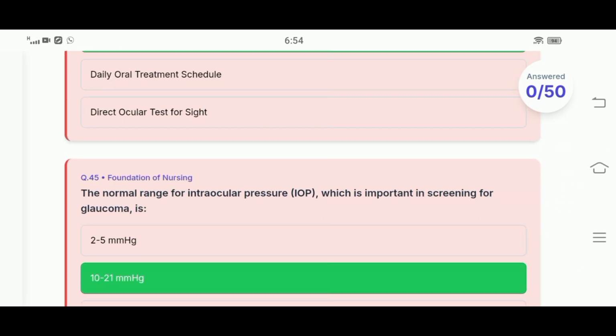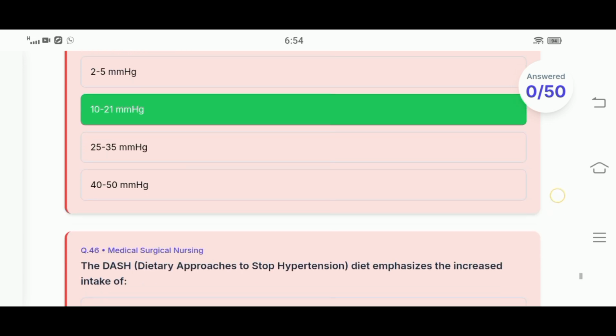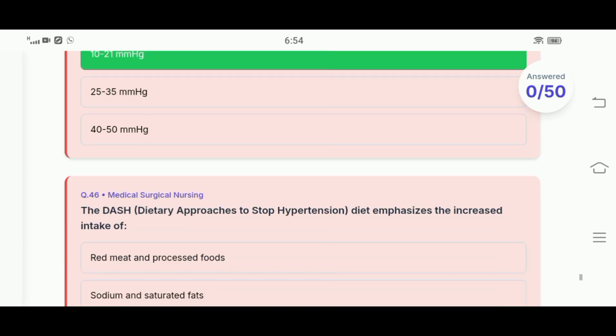Next, 45. Foundation of nursing. The normal range for intraocular pressure, IOP, which is important in screening for glaucoma, is, options are A. 2 to 5 mmHg, B. 10 to 21 mmHg, C. 25 to 35, and D. 40 to 50. So the correct answer is B, 10 to 21 mmHg.